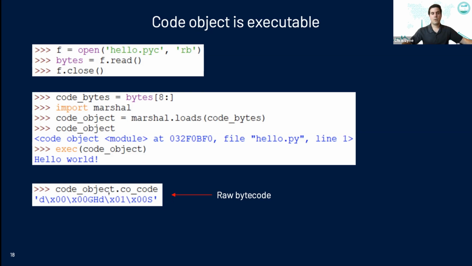So in that code object, there is a field called co_code, which contains the raw bytecode. So this string you see right here, this is raw bytecode. It contains, at the beginning here, this d, which is an opcode. And then each opcode has operands following it, so the arguments to the instruction.